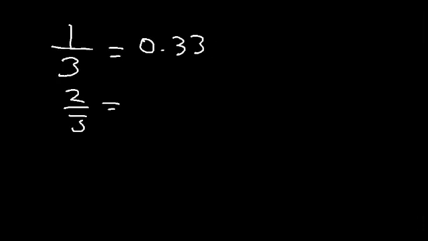Now here are some other numbers you want to know. 1 over 3 is about 0.33. 2 over 3 is like 0.666 repeating, which you can round to 0.67. And 3 over 3 is a whole, so that's equal to 1.